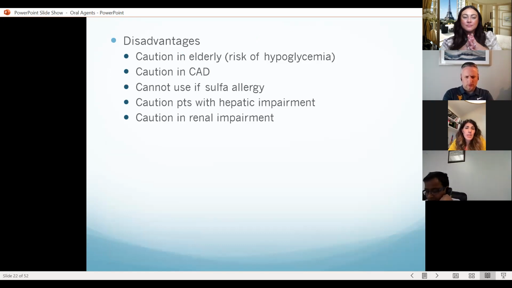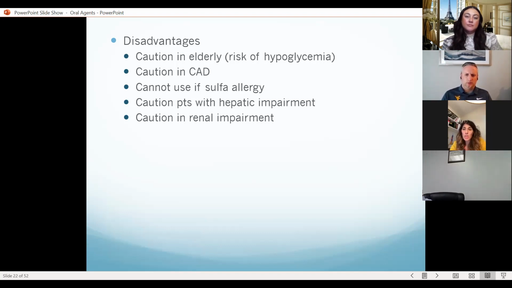Some of the disadvantages: because of the high risk of hypoglycemia, please use caution in our elderly patient population. Hypoglycemia can cause falls, car accidents, and coma. I've seen a multitude of accidents from severe hypoglycemia. And you want to be mindful of patients with worsening kidney function, because as your GFR falls, these drugs stay in your system longer, so the risk of hypoglycemia is potentiated.